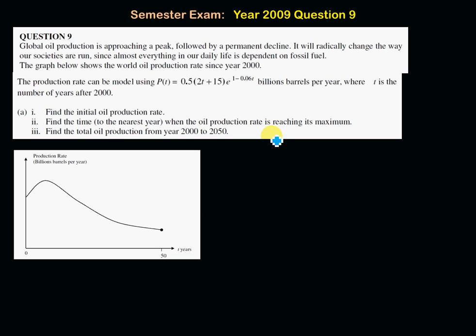Right. We can use technology to solve most parts of these questions. Anyway, we'll start by doing the first part because it's pretty straightforward. The initial oil production: what's the value of P when t is 0? So we have 0.5(2(0)+15), and when it's e to the power 1 minus 0, we calculate this and get 15e to the power 1. I'll get the calculator.